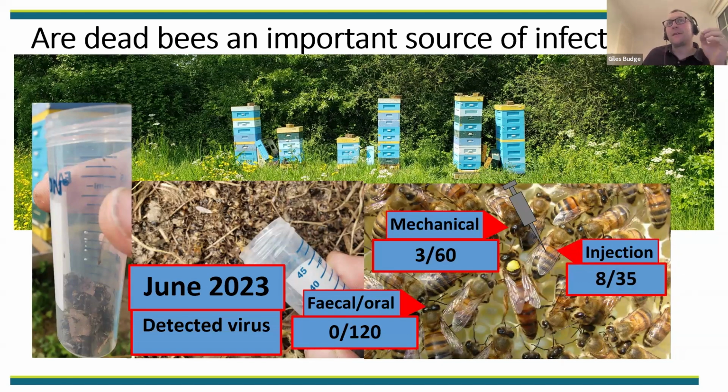But what that tells us is that many, many months after an outbreak, even in the old detritus that would have been a pile of dead bees months before, we still have an infection risk. And that's what's important, I think, about this particular experiment. We have to think about what we're doing with those dead bees if we want to manage the disease.